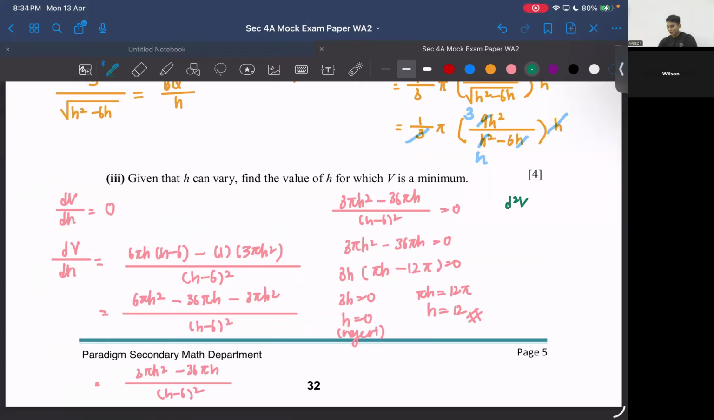d square V over dH square, right? Okay, can everybody go and differentiate this atrocious function again? And go and find out what is the expression. Then you sub h equals to 12 into the equation. It must be greater than 0. Yes, I know you ran out of space, but let's go. How do you differentiate, huh? Which one you want? Yes, we'll use another quotient rule.